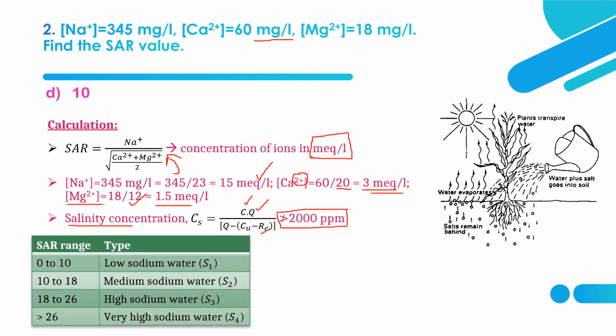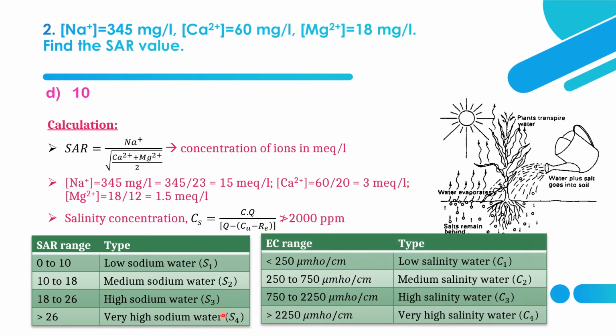Now we shall see the ranges so that we can classify the water we are using in irrigation. If the water has SAR in the range 0 to 10, then we call it low sodium water. When the SAR is in the range 10 to 18, we call it medium sodium water, denoted by S2. For 18 to 26, we call it high sodium water, S3. If SAR is greater than 26, we call the irrigation water very high sodium water, denoted by S4.